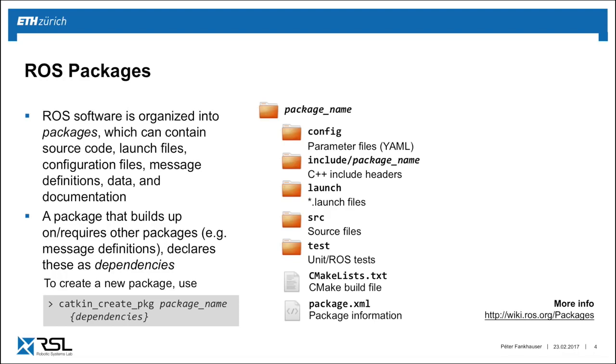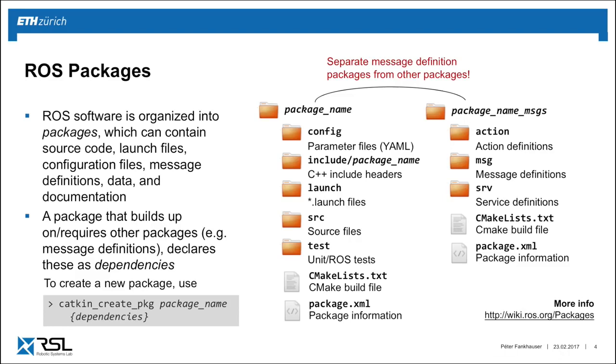There are two important files. The CMakeLists.txt, which we'll look at in a second, defines the commands for how your package is built, and the package.xml file. This one is kind of like a meta information file describing the name, the version number, the authors, and the dependencies of your package.